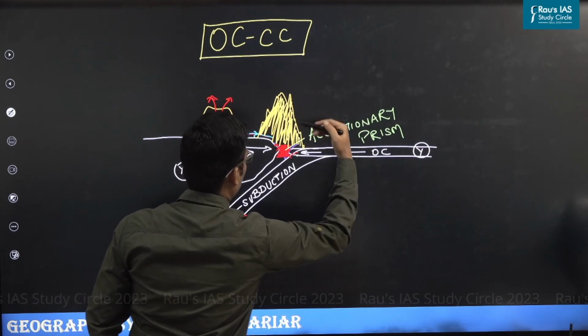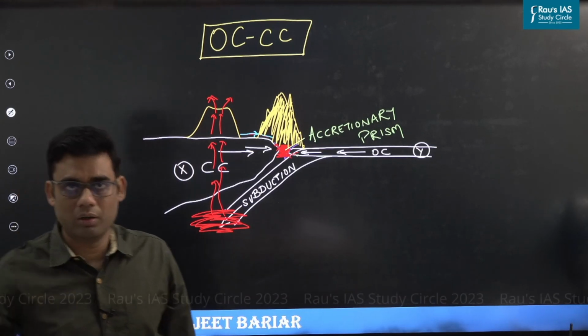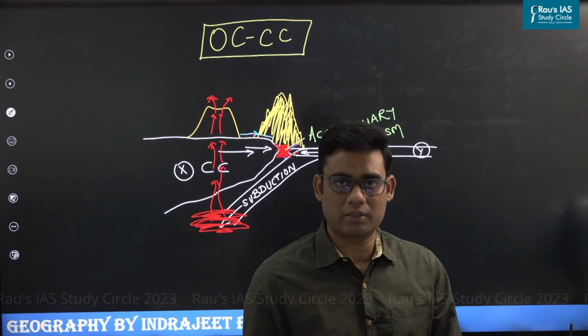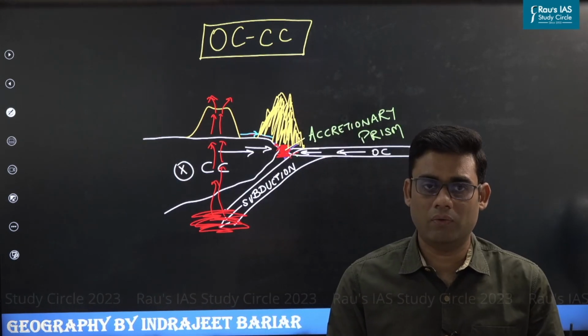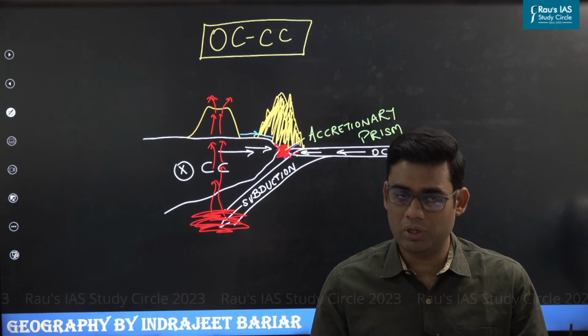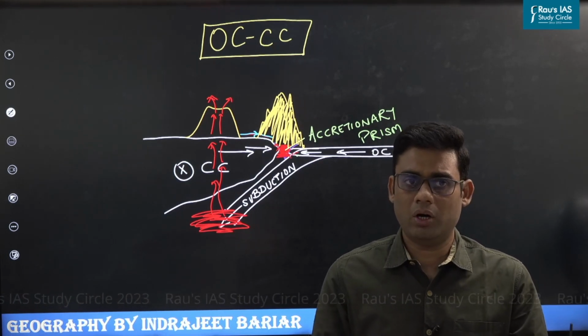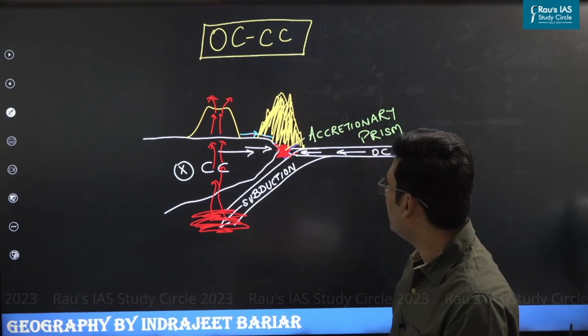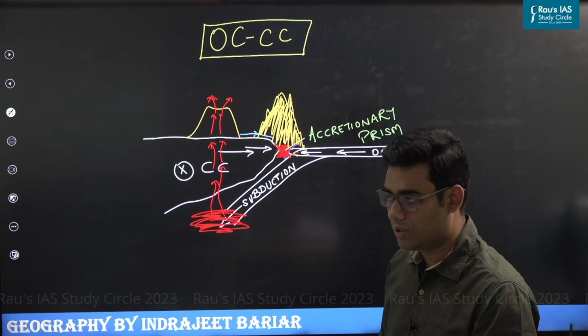This definitely is conditional. That is, if enough of the accretionary prism is deposited in the trench, then a fold mountain will come out of it. If not, then the trench remains there. So this is what happens in the OCCC convergence.